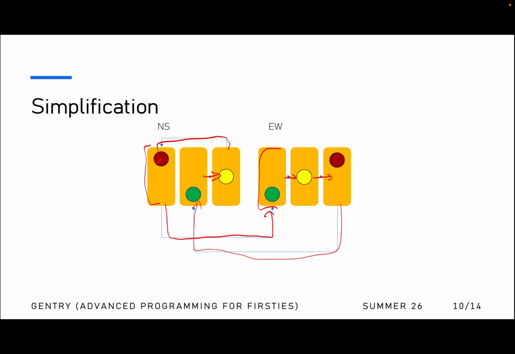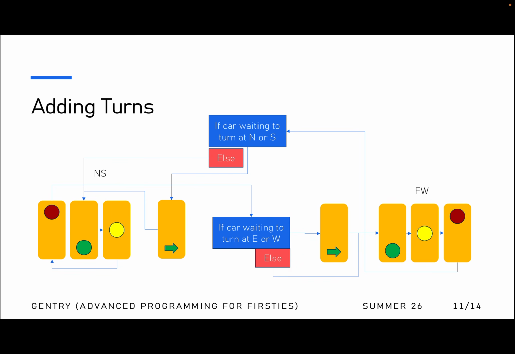So let's add in some turns, some other cool things. So we can essentially make this diagram, right, where it looks complex, but it's the same thing, right? So let's start at this north-south red light. Well, that's going to trigger this if statement right here, where if the car is waiting at east or west, right? So if we're waiting to turn, and we know that we're waiting to turn, we can trigger this left arrow, or this turn arrow, one could say, which will then trigger a green light, right?